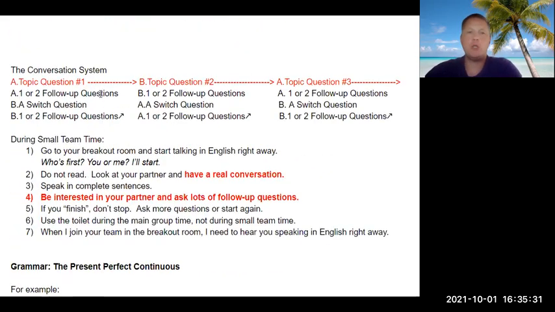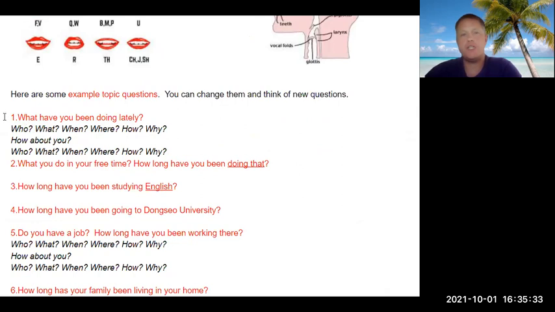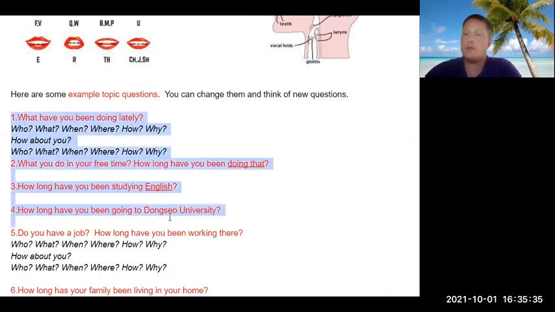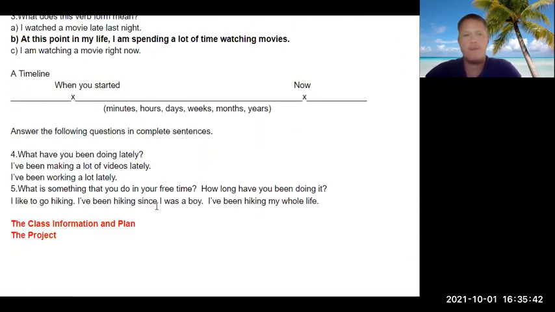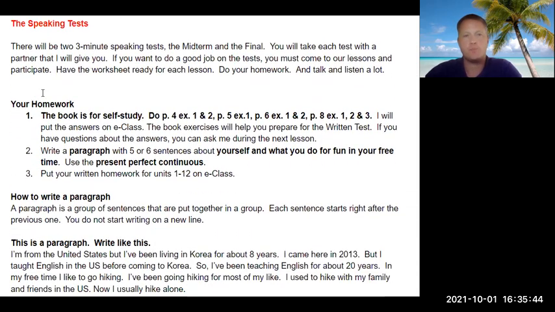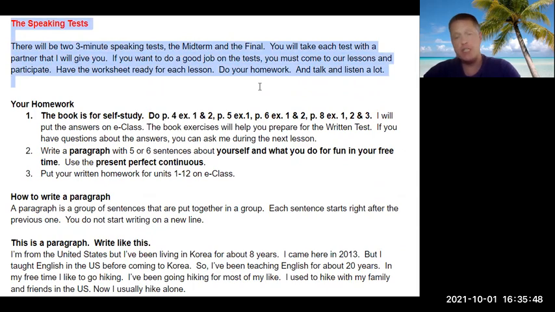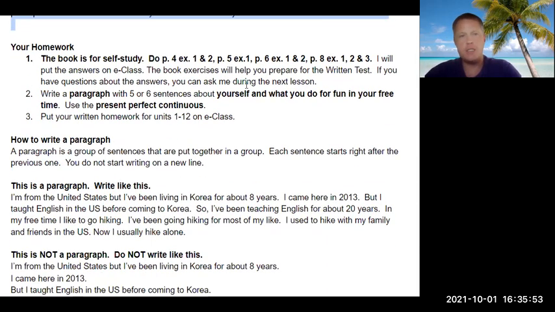So now would be a good time to go back and practice our conversation system on your own or with someone else, now that we've looked at the grammar in more detail. Make sure you know how to have a good conversation, a real conversation, so that you're ready for the speaking tests. The book is for self-study.